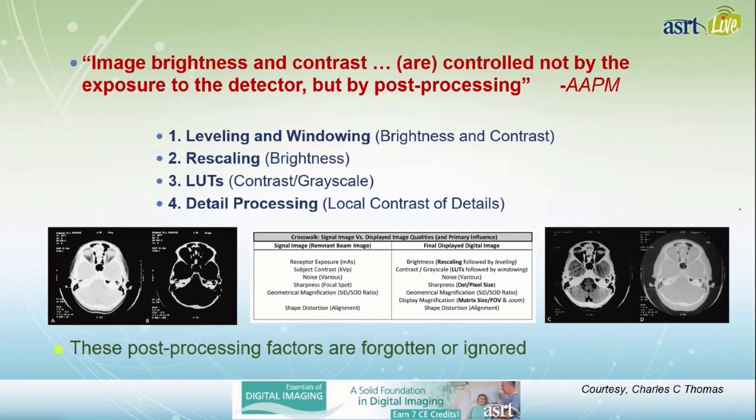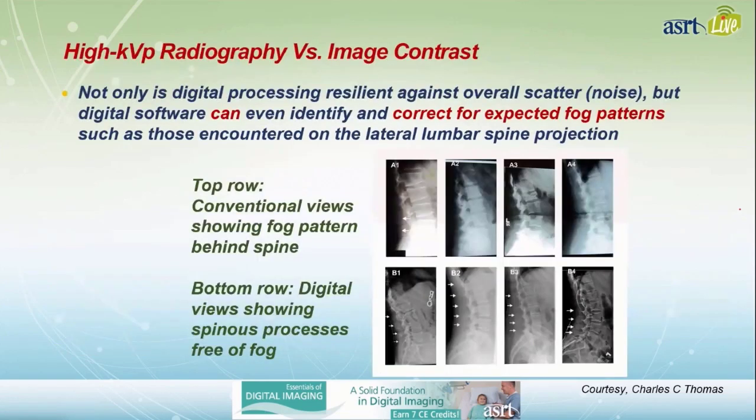And that post-processing includes, as we've discussed, first of all, leveling and windowing. Secondly, rescaling for brightness. Third, LUTs for contrast. And fourth, what we haven't discussed is detail processing, which also affects the local contrast of details. These post-processing factors are frequently being forgotten or ignored in our textbooks and in our presentations.